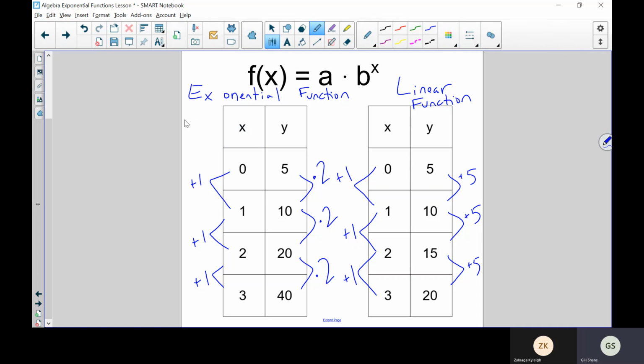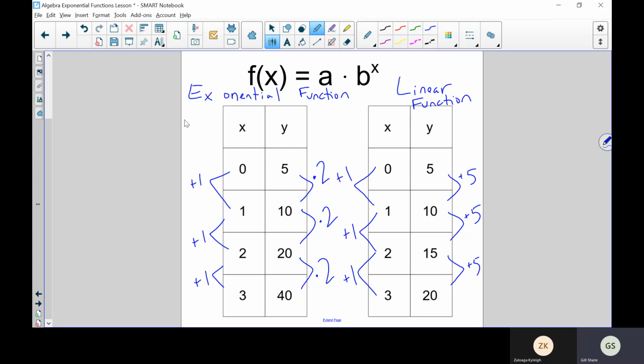So if the pattern in the y values is based on multiplication, then it is an exponential function. We've already learned how to pick them out from a graph, right? Straight or curve. Now we've learned how to pick it out from a table. Neither of them particularly difficult, right? And you figure out what the pattern is.